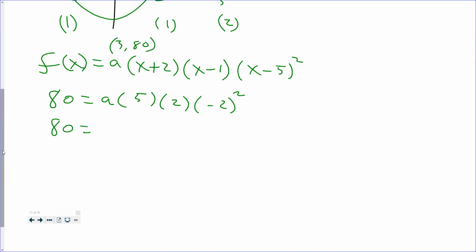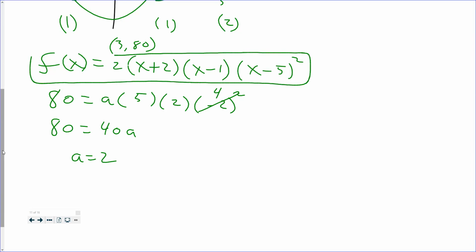So a equals 5 times 2 is 10, negative 2 squared, that's 4. So you have 40a, or a is 2. So that's your a value. You just go back up here, plug in 2 for a, and that's going to be your answer.